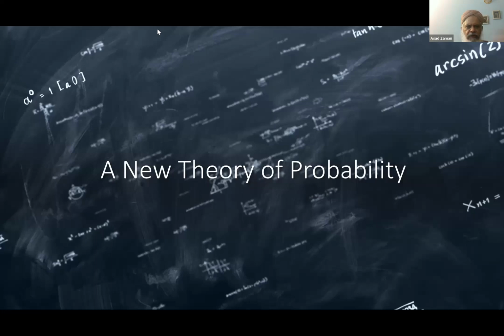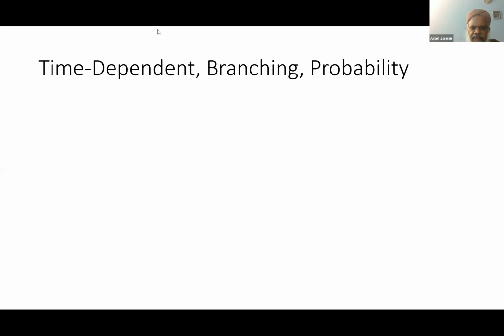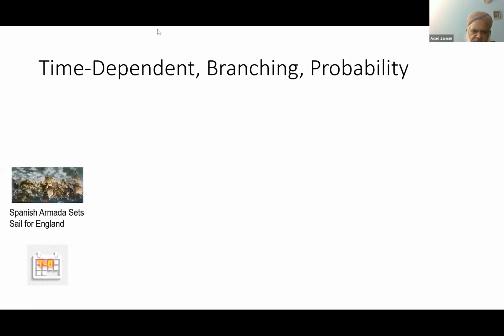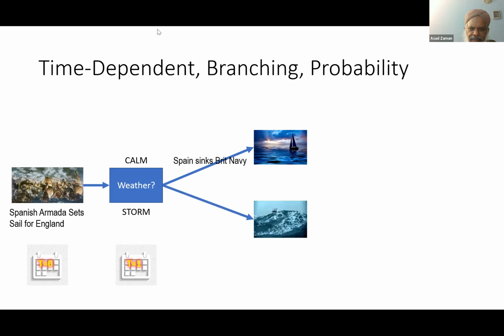So we will also introduce a new theory of probability. And this is time branching dependent probability. So I'm just giving you an example. Suppose that the Spanish Armada sets sail for England, and the next day there is a weather event. Either it might be calm, in which case the ships sail through to England and the Spanish Armada sinks the British Navy, or there is a storm. And then the Spanish Armada sinks. And that's what happens on the third day or the second day.